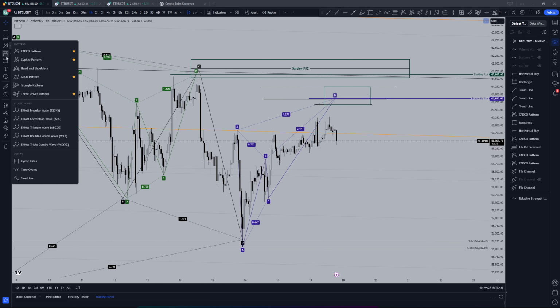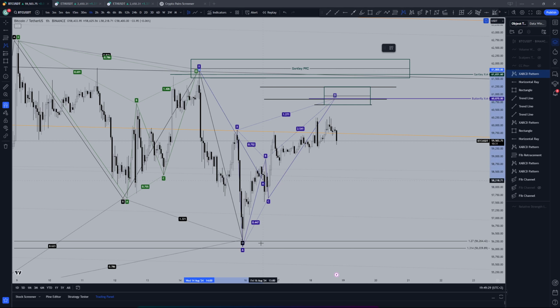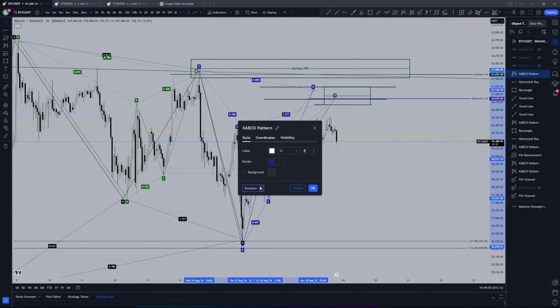And then the last one, and I'll do this one a bit more quickly. Since we already have two harmonics in the same spot, I know there's a bat here. So we have a 0.5 X to B right over there. Our A to C is valid because it's in between the 0.382 and the 0.886. And then I'm just going to pull the D point up to that 0.886, and we have a bat right over there.